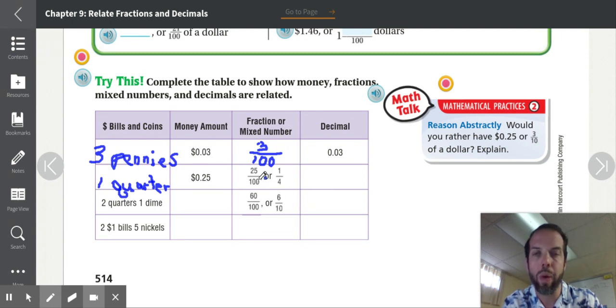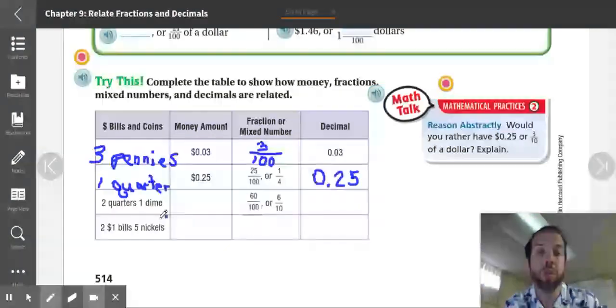So if I'm reading my fraction 25 hundredths, I'm going to think about how I would write that as a decimal. Well, I have 0 wholes, decimal point, and I would just write 25 hundredths. Again, it's very similar to the money amount and the decimal. The only difference is there's no dollar sign.